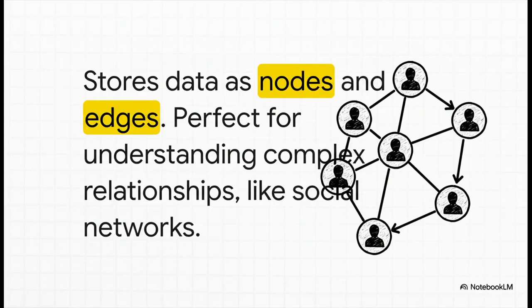And finally, the graph model. This one isn't about the data points themselves. It's all about the relationships between them. Data is stored as nodes, think people or products, and the connections between them are called edges. This is what powers social networks. It's built to instantly find complex connections, like show me all the friends of my friends who live in New York and also like hiking.